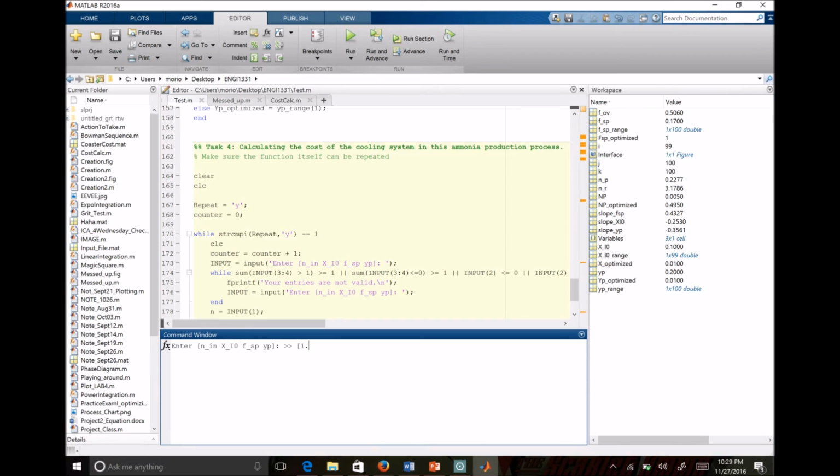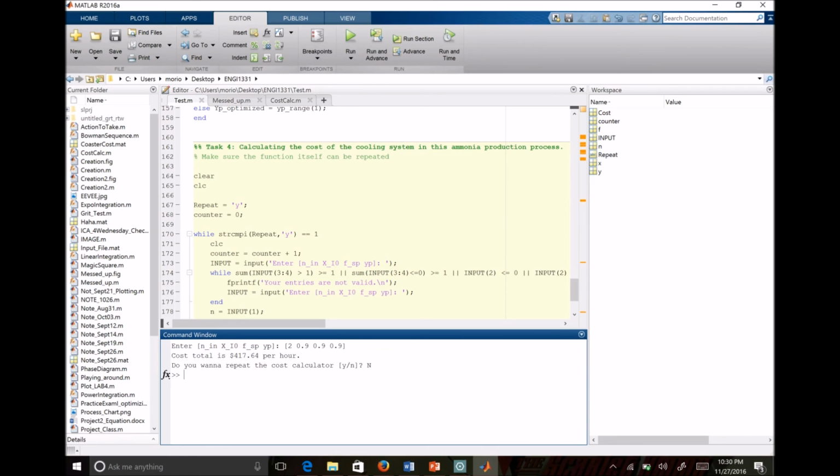Okay, 0.5, I mean 1.5, 0.1, 5, 0.34, 0.1. This is the vector, and here you go, this result. And if you want to say yes, yes, and I have to answer again. So 2, 0.9, 0.9, 0.9, I don't care. And it's a new cost, and you want to repeat it, I'll say no, and then you're done.